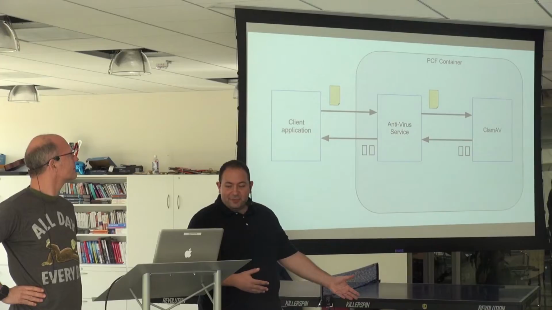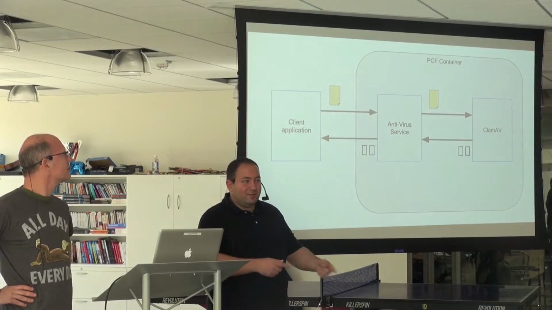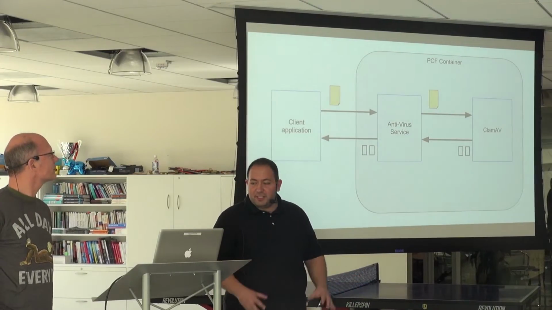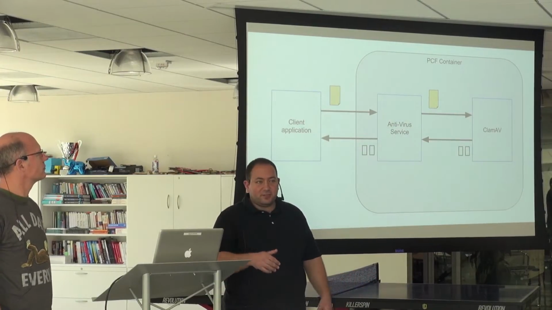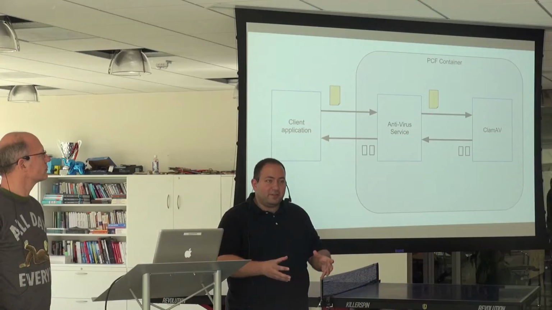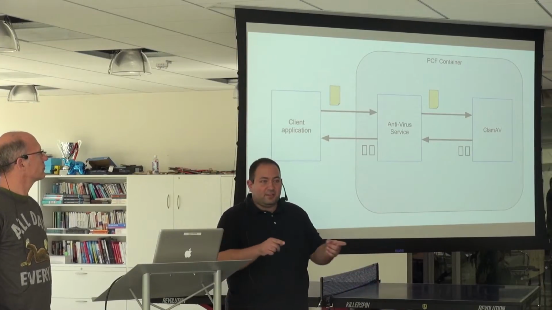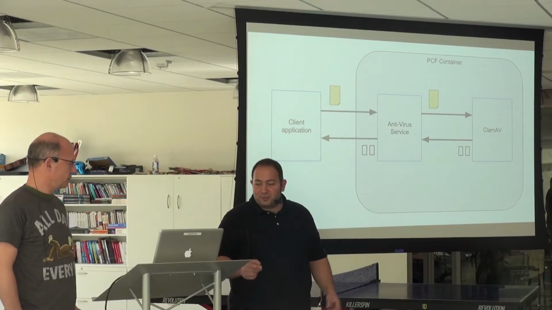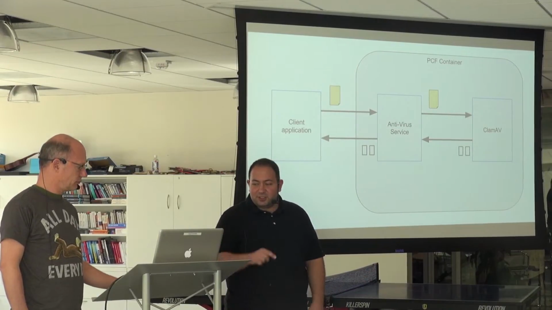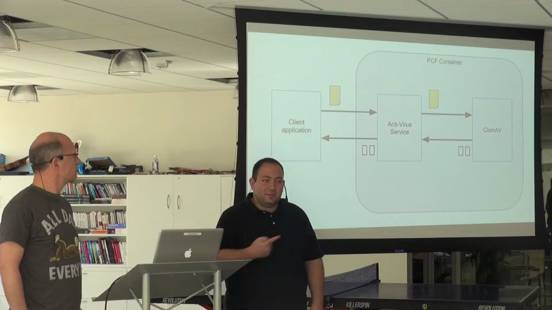So again, our plan is you have a client application. They're going to stream over a file to our antivirus service, which is running in a PCF container. That antivirus service is going to leverage ClamAV, which is an antivirus solution, and it's going to scan the file through ClamAV and tell you if it's good or not. So this diagram shows the file coming in from the client application, going to our service, down to ClamAV, and back up the other way.